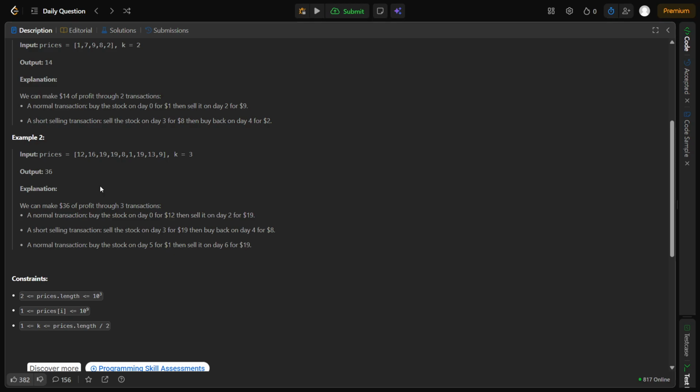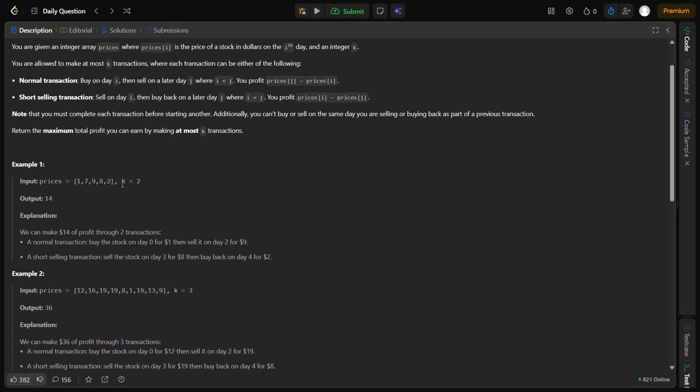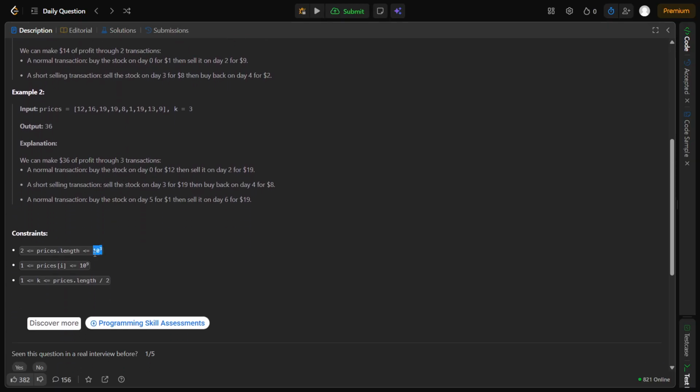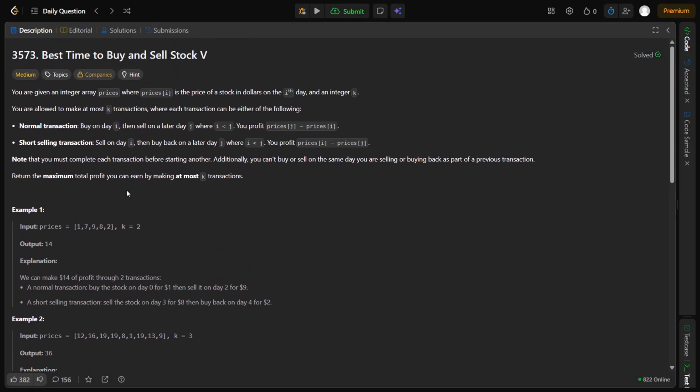So how do we get to it? This seems to be a DP problem because we can see that the constraints here are 10 to the power 3 for the length of the array, and k is also of the order 10 to the power 3, or at max 500 actually. So what we can see here is that while we are making decisions, we are at most in three cases. We are exactly having three cases.